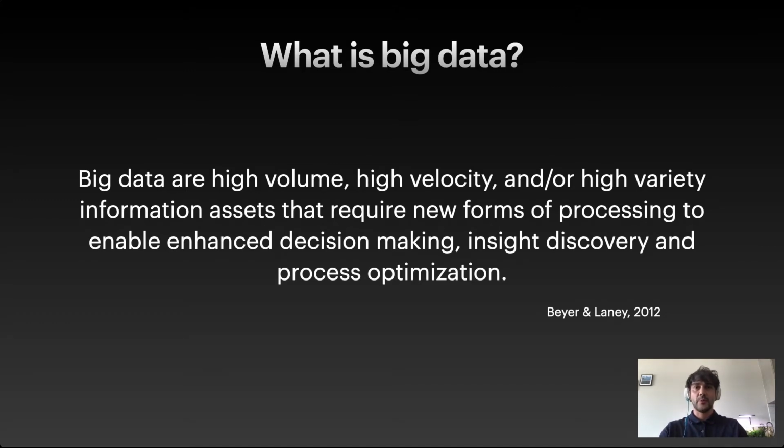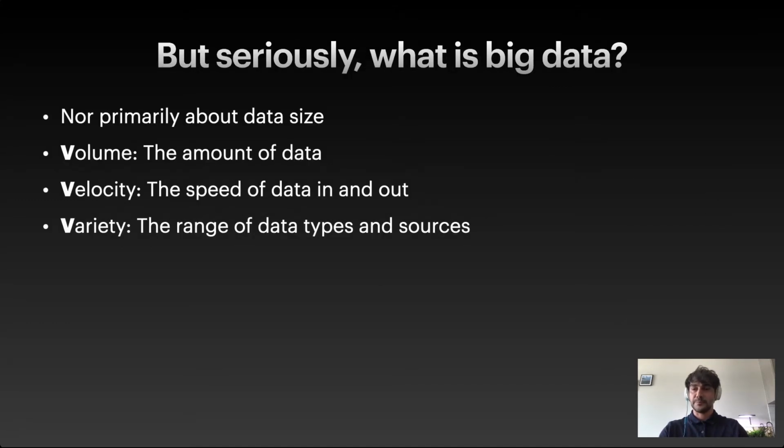But if we dig a bit deeper into the definition, basically we understand that big data is not mainly about the size of the data, but it's about what is sometimes called the three V's, right? So it's about volume, the amount of data that you actually have, how many gigabytes, how many terabytes you have. It's about velocity, the speed of the data coming into your system and going out of your system. And it's also the variety of your data, right? So the range of types and sources that you are reading for your system.